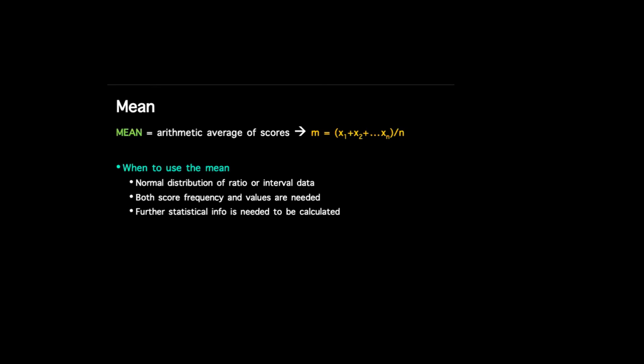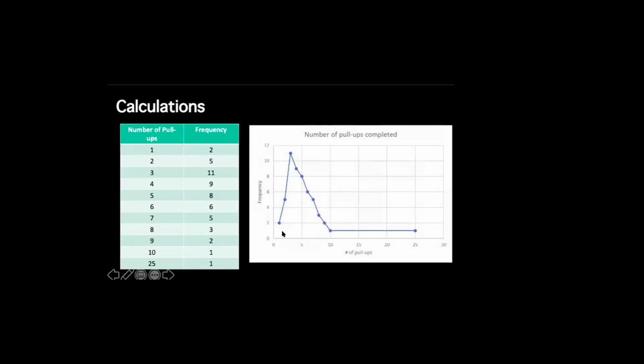okay? So this is just an example of how we might calculate different values, okay? So if we put this data on a little spectrum here, right, we can see number of pull-ups, or the actual values that people were able to attain, are on the x-axis. Frequency is on the y, right? So 2 people were able to perform 1 pull-up. 5 people were able to perform 2 pull-ups, okay? And so on and so forth all the way out here.